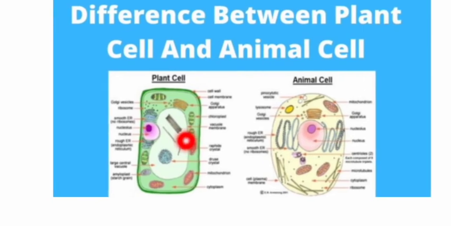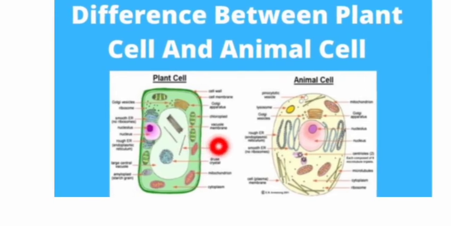Next, we will see the similarities and the differences between the plant cell and the animal cell. The plant cell has the cell wall. The animal cell has no cell wall. Next, the plant cell has a larger vacuole, while the animal cell has smaller vacuoles.